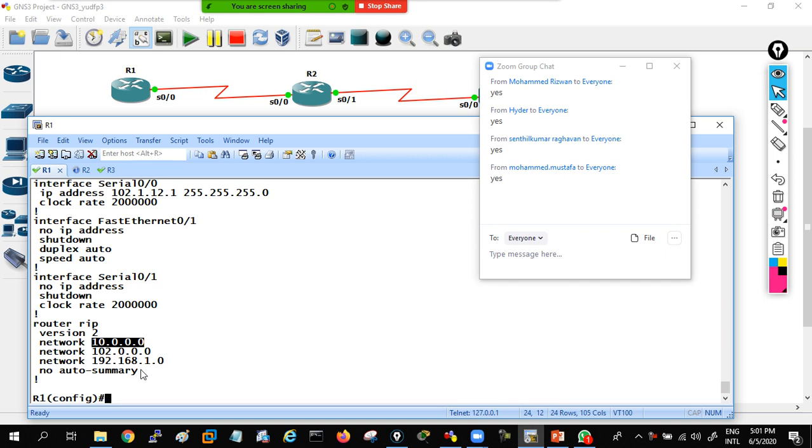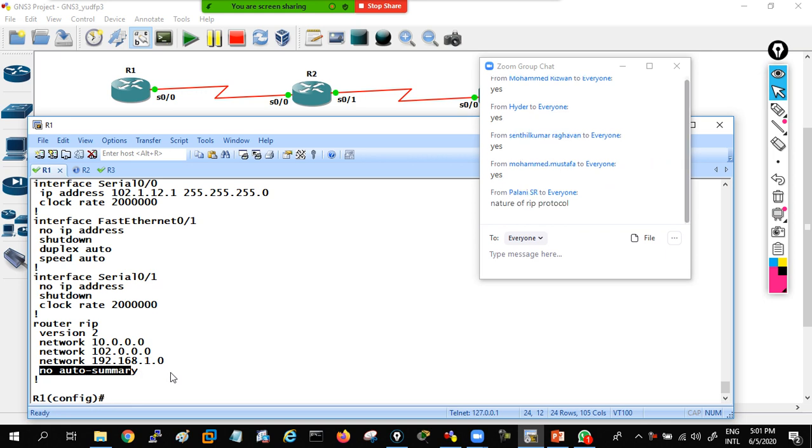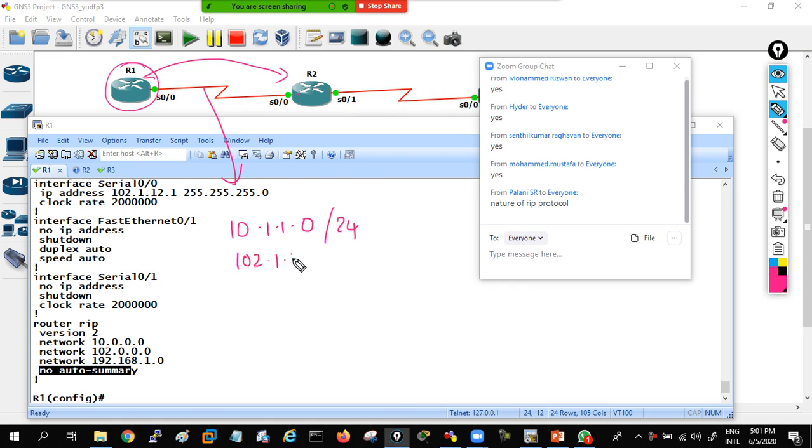Then I have the same question. That's what I'm saying: it has taken it as a classful network. But what about no auto-summary? It comes into impact whenever R1 sends its updates to R2. Then it will send it like this: 10.1.1.0 network with slash 24 mask, 102.1.12.0 with slash 24 mask, and 192.168.1.0 with slash 24 mask. Do you understand, sir? This is the nature of the RIP protocol.